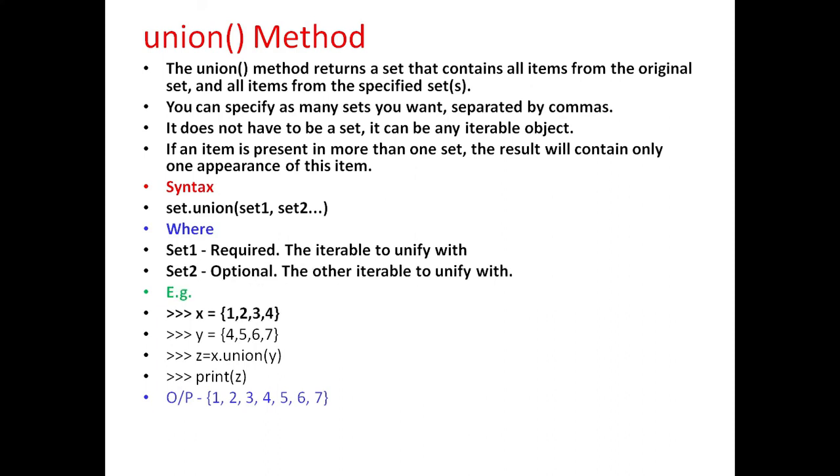For example, if x is defined with elements 1, 2, 3, 4 and y is defined with elements 4, 5, 6, 7, and when we use z = x.union(y) and when we print z, it will give the output 1, 2, 3, 4, 5, 6, 7.